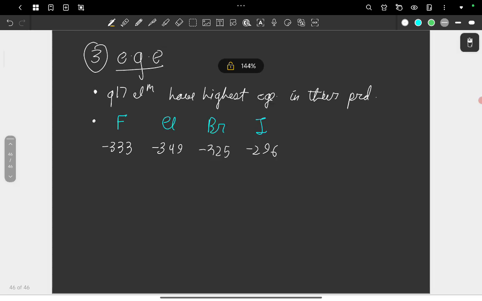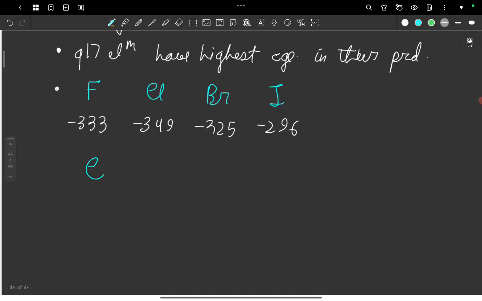Which means that if I look at just the magnitude, then the actual order becomes that chlorine has the highest magnitude, or the most negative electron gain enthalpy, out of the entire group 17 elements, and it is followed by fluorine, then bromine, and then iodine.